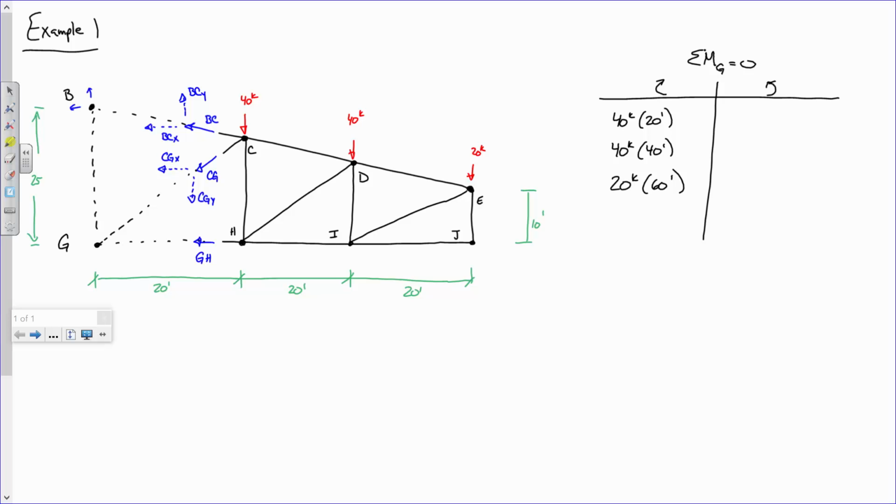So in that instance, do I have to deal with the Y component? No, because it goes right through it. All I have to deal with is BCX, which is generating moment this way, so that belongs on the right side of the table. So I've got BCX at a moment arm of what? 25, right? Because we're talking about the vertical, right? And remember, BG is 25 foot tall.